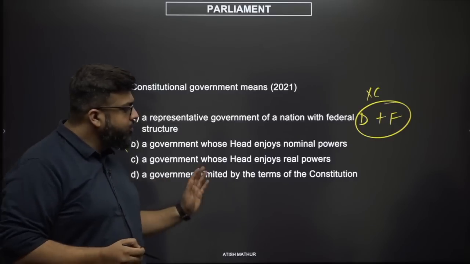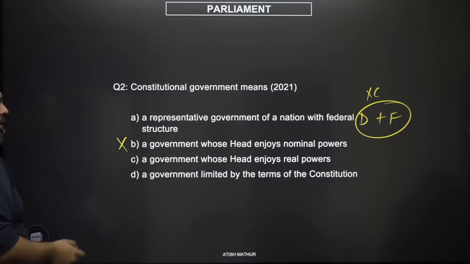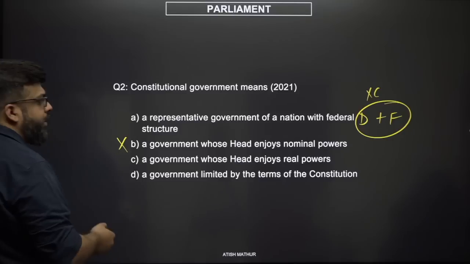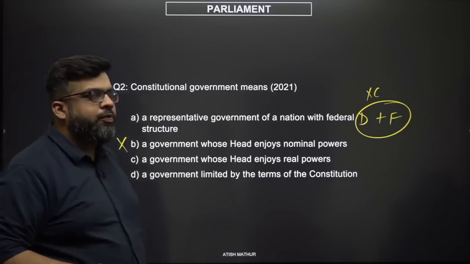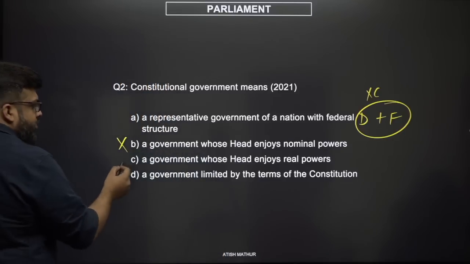A government whose head enjoys real powers. Both of these options are contradictory, so this would mean this is basically a presidential form of government. So can you have a presidential form of government without a constitution? Yes, you can. So this is also not the option.